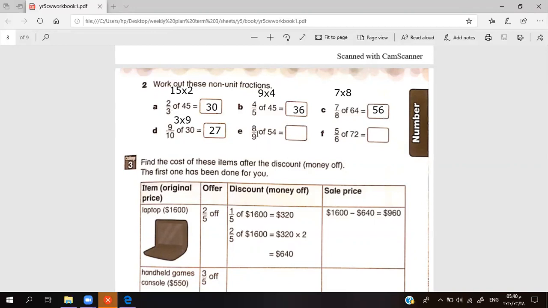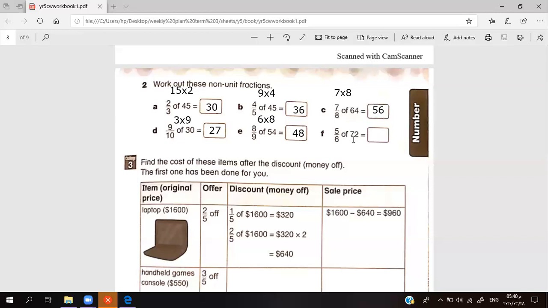Okay, now he wants 8/9 of 54. So if I divide this 54 into 9 parts, one part will be equal to what? 54 divided by 9. It's going to be a 6. One part is 6. Then I want 8 parts from the 9. So 6 times 8, which is 48.